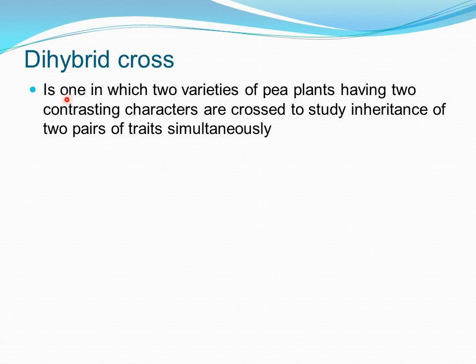Now, if we go to the dihybrid cross, what is it? It is the one in which two varieties of pea plants are taken which have two contrasting characters, which are crossed to study the inheritance of two pairs of traits simultaneously. So, what are we doing? We are crossing the two contrasting characters to see what happens in the F1 generation and what happens again in the F2 generation.